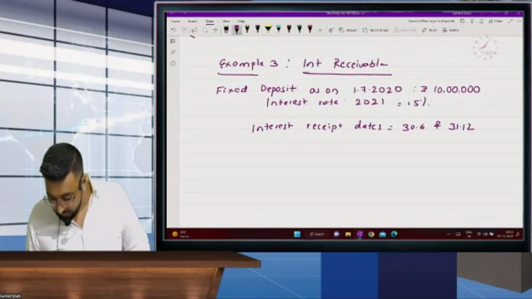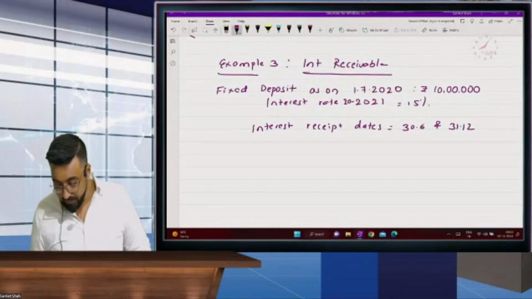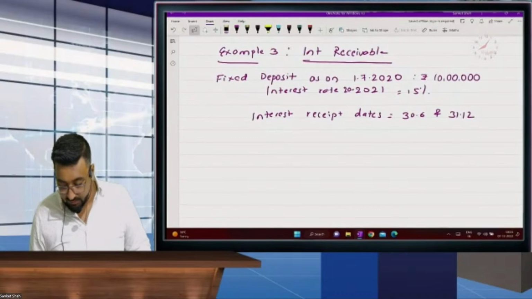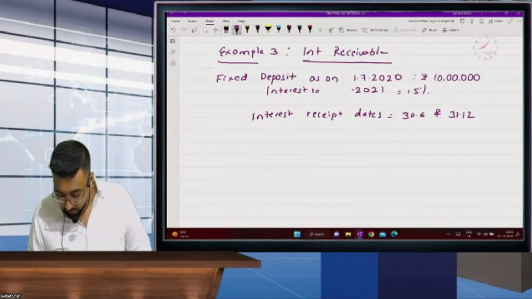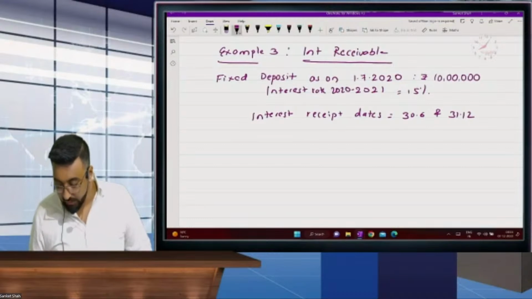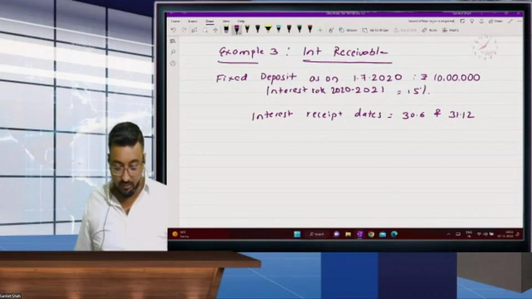So B6 is 15%. But now what happened? C. Interest rate 2020-21, 15%.